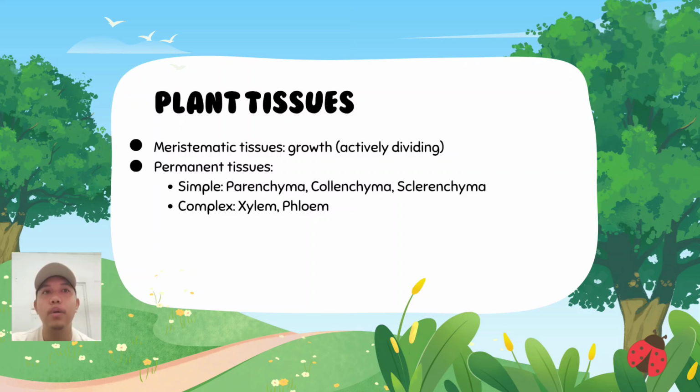Plant tissue. Now let's move on. Level up to tissue. Plant tissues are groups of similar cells that perform specific functions. There are two main types: meristematic tissue, which is actively dividing and helps plants grow, and permanent tissue, which is fully developed and has specific roles. Permanent tissue is further divided into simple tissue like parenchyma, collenchyma, and sclerenchyma, and complex tissue like xylem and phloem.